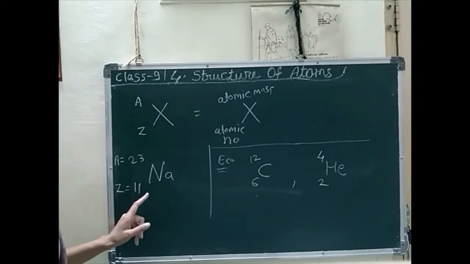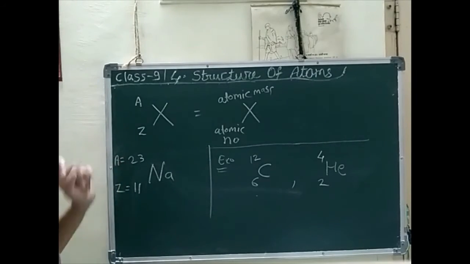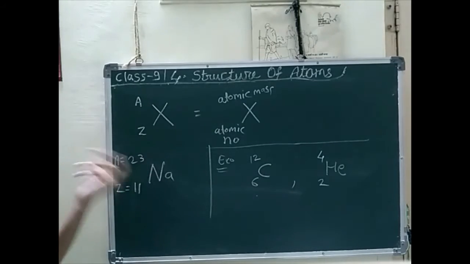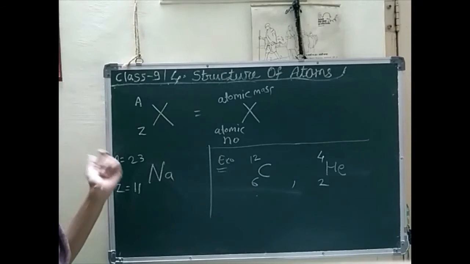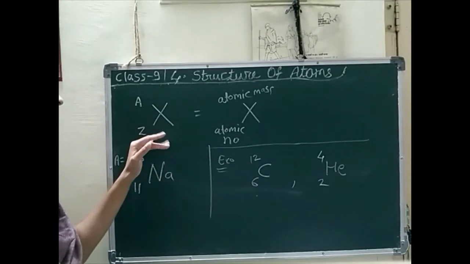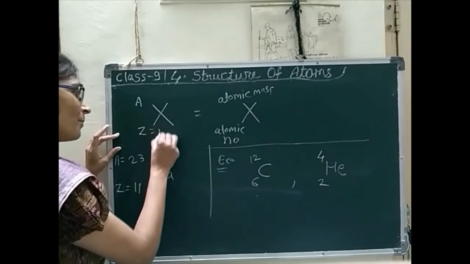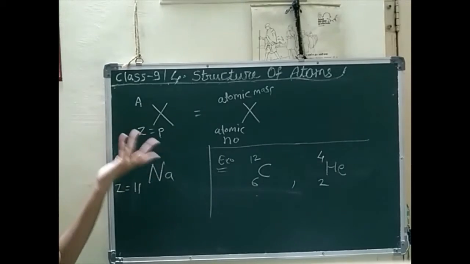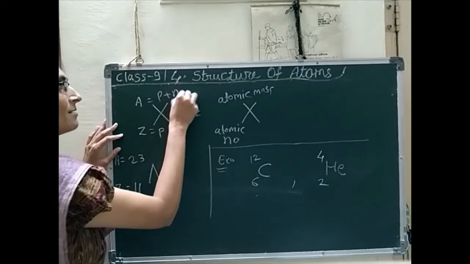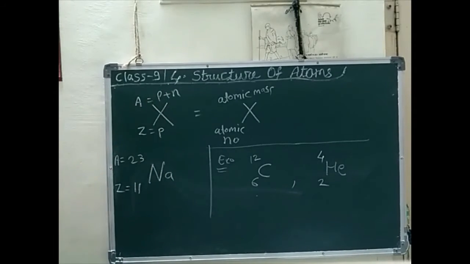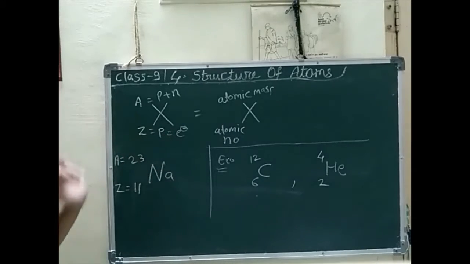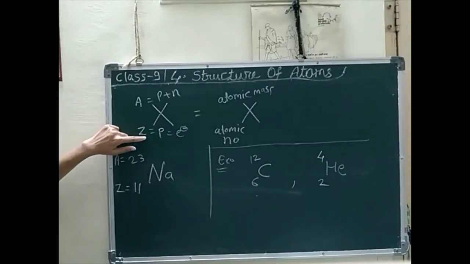Atomic number is at the bottom, atomic mass at the top. A to Z: A is atomic mass, Z is atomic number, meaning number of protons. ZP, you can remember ZP. Z is equal to P, meaning number of protons. Z is equal to number of protons or number of electrons, and A is equal to P plus N. So ZP you can remember for atomic number.